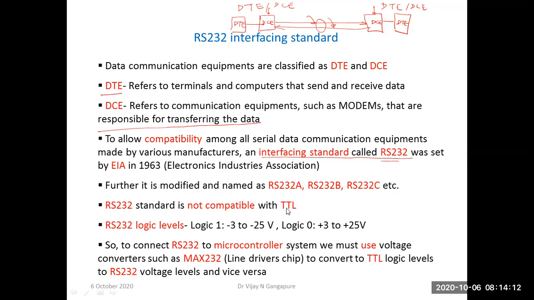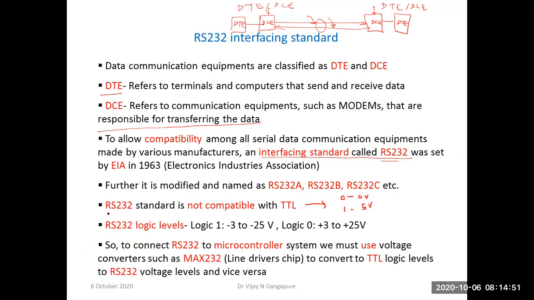For example, the various chips we use follow the TTL standard. In the TTL standard, what does logic 0 mean? Logic 0 means 0 volt, and logic 1 means 5 volt. So that is TTL. In the case of TTL standard, 0 means 0 volt, 1 means 5 volt.